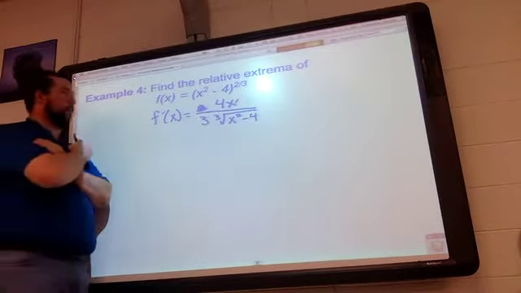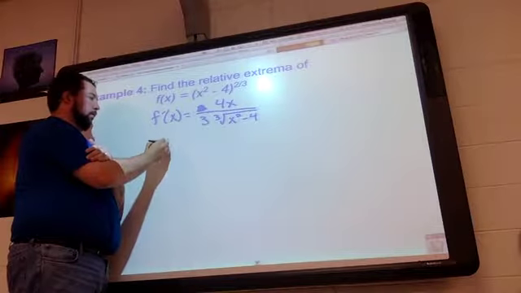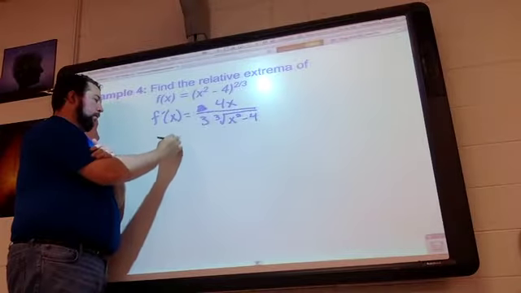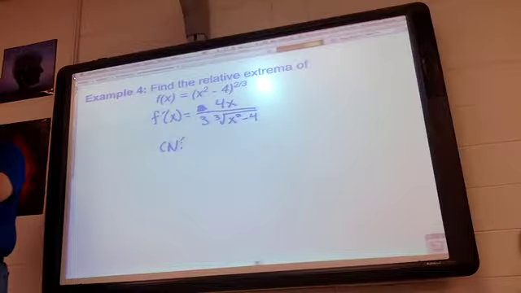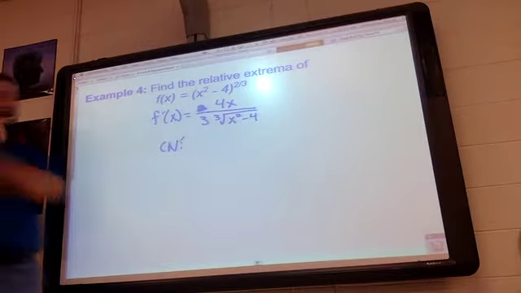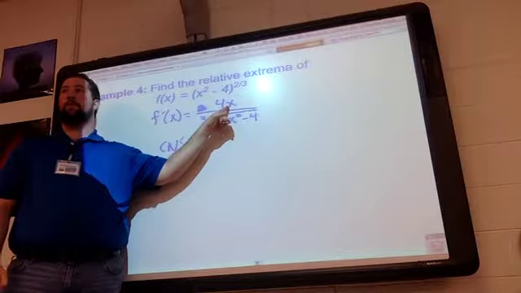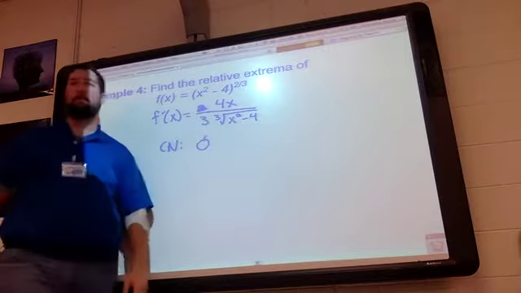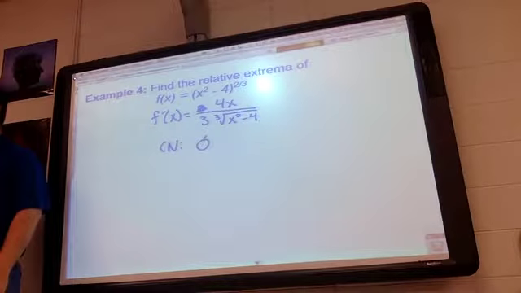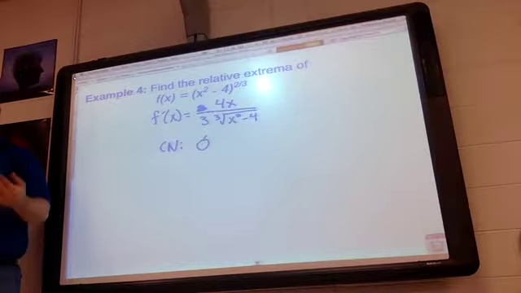All right, critical numbers. What makes the derivative 0? Nothing. Undefined. The derivative is 0 when the top is 0, so we get 0 from the top. What makes the derivative undefined is whatever makes the bottom 0.